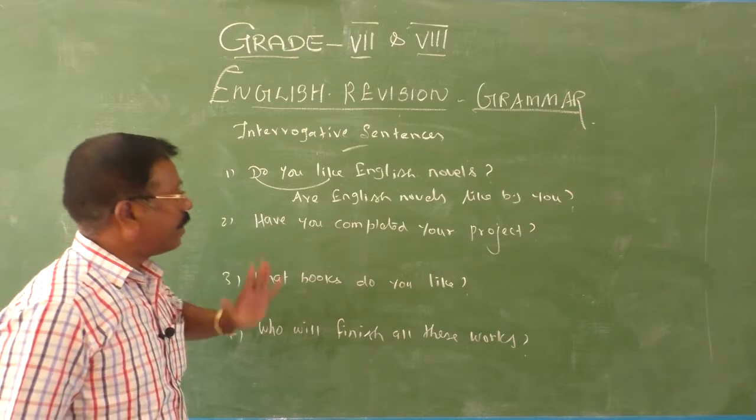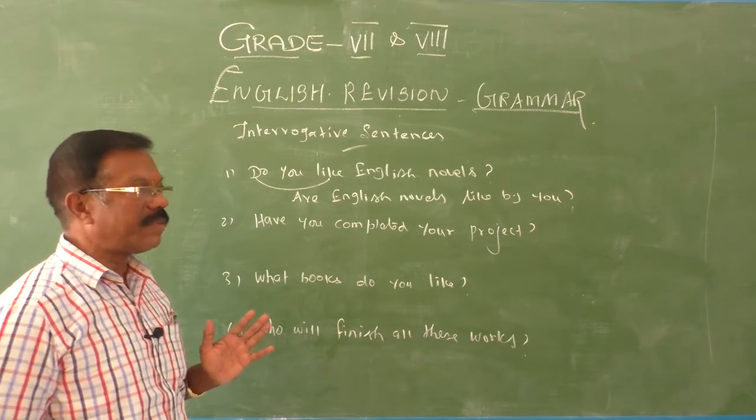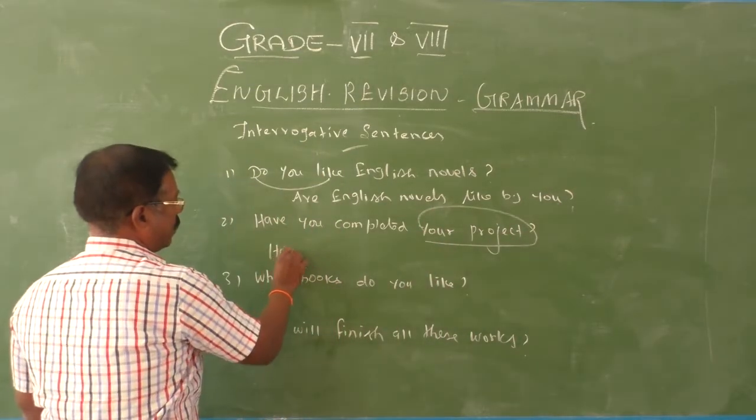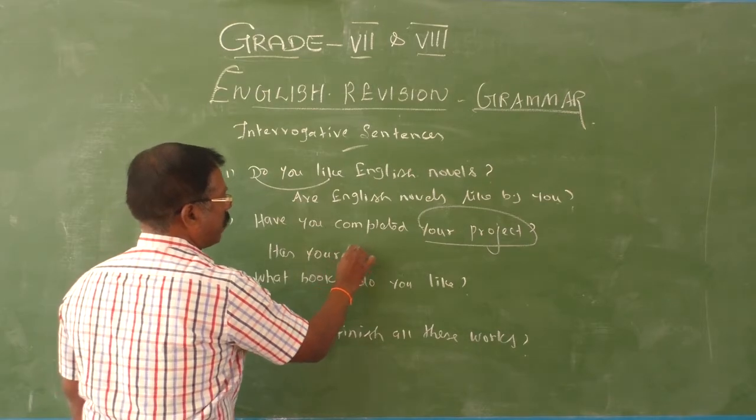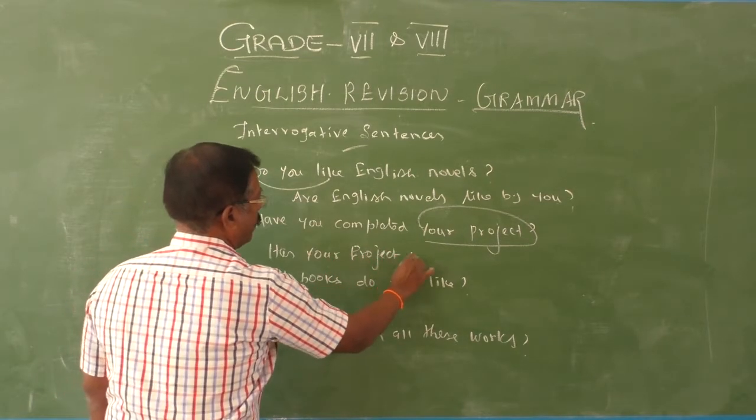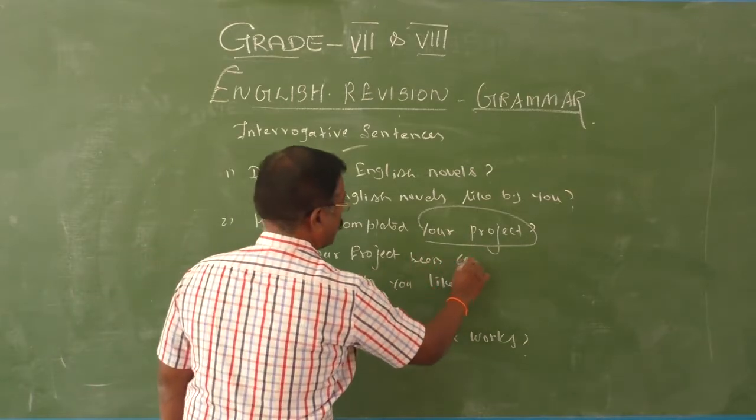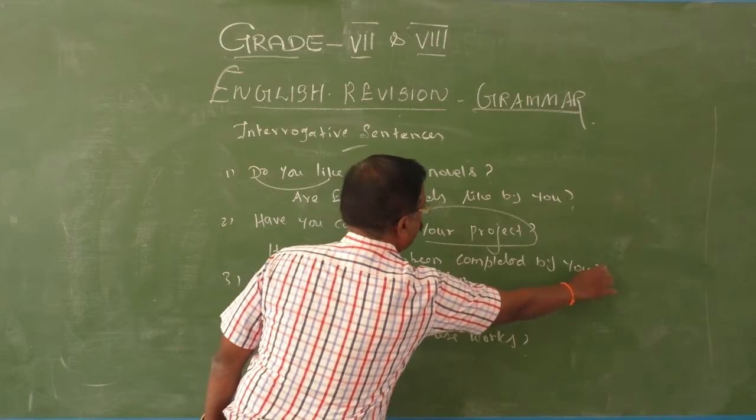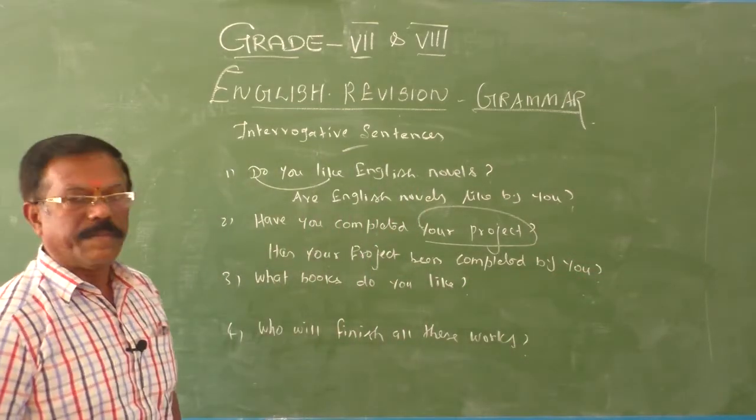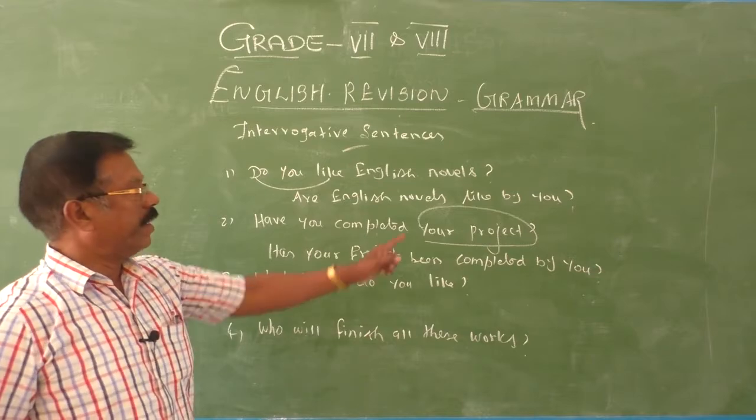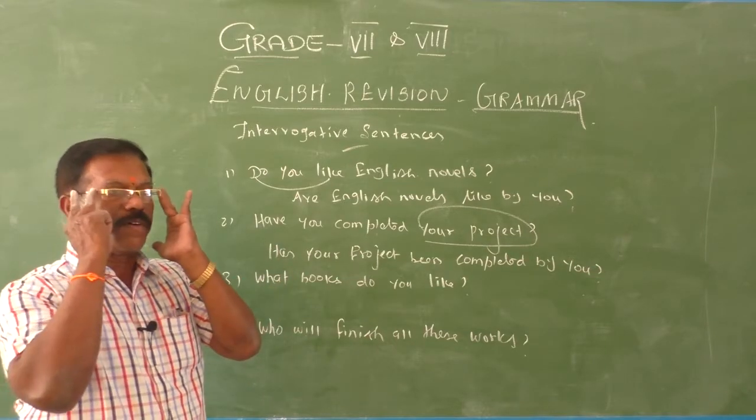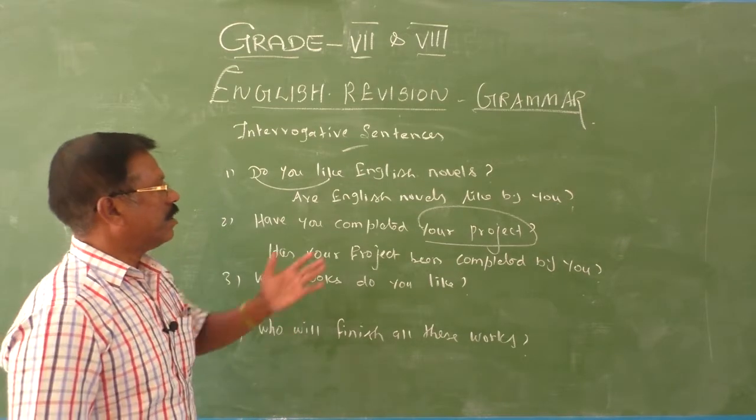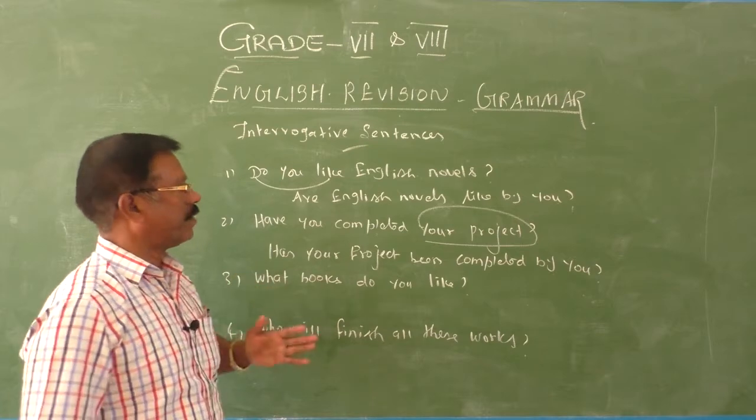See, have you completed your project? Here, your project is an object. Has your project been completed by you? The tense form is present perfect tense. Therefore, we have to use has plus been or have plus been. Okay, so the object is singular. That's the thing. Has your project been completed by you?